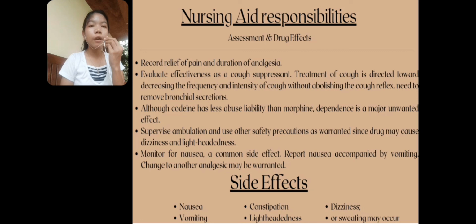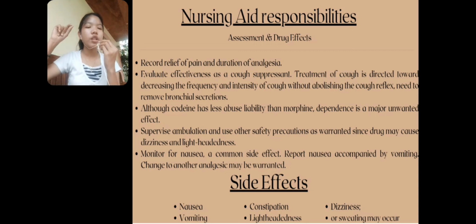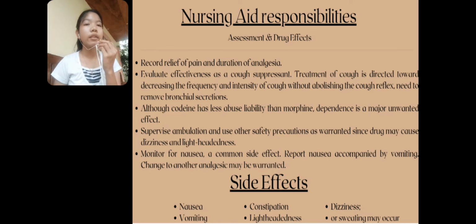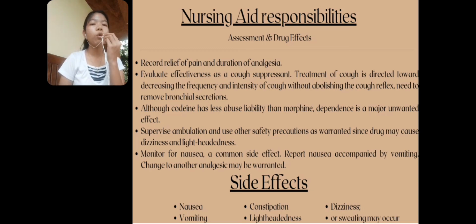So next is to evaluate effectiveness as a cough suppressant. Codeine, as a cough suppressant, is a specific type of narcotic medicine called opioids. It is used to treat mild to moderate pain and also to reduce coughing. So treatment of cough is directed toward decreasing the frequency and intensity of cough without abolishing the cough reflex needed to remove the bronchial secretions.